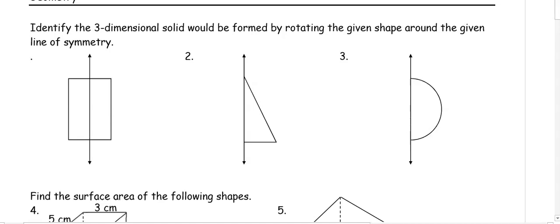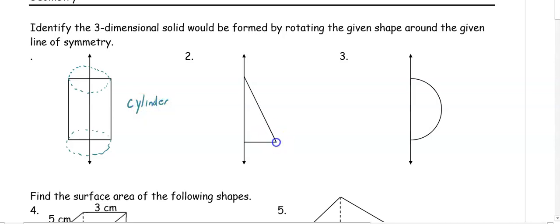This video is a review of the topics for our Unit 12 Quiz 2. So first we're going to identify the three-dimensional solid that would be formed by rotating the given shape around the line of symmetry. So first we have a rectangle. If we rotate a rectangle in a circle, that's going to create a circle on the top and a circle on the bottom. So this would create a cylinder.